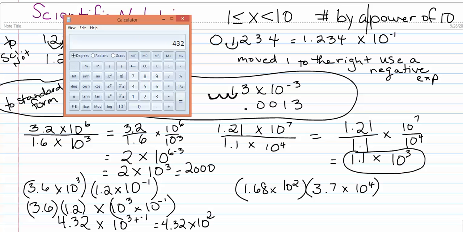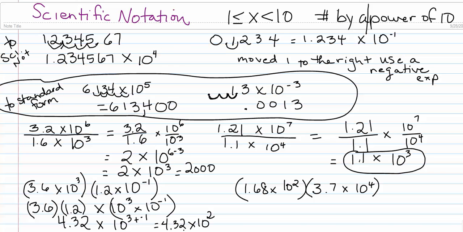If I took my answer that I got down here and changed this to standard form, moved my decimal point 2 places to the right, I would also get 432. But I'm going to leave it in scientific notation because the problem started in scientific notation. Also, another thing you should do is always check that the part that's in standard form, the 4.32, is a number between 1 and 10.